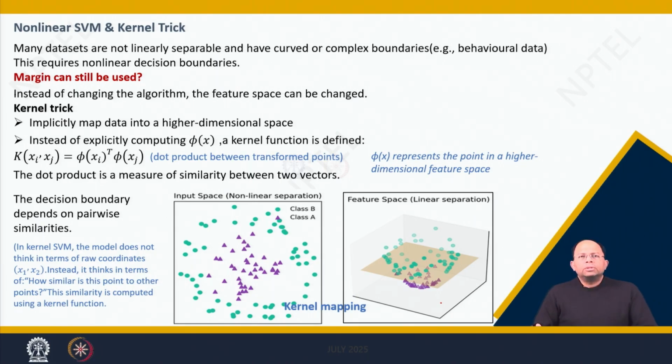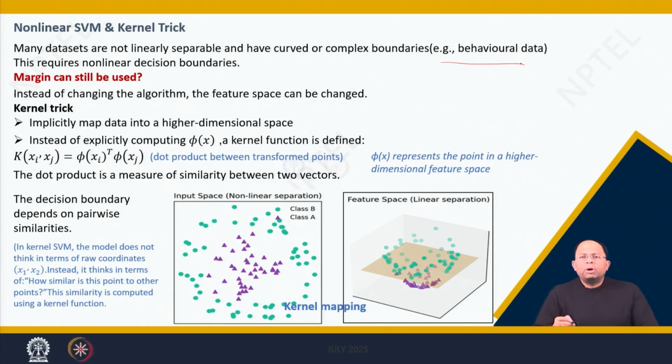Now coming to more complex data sets, where we cannot fit a linear line. Many data sets are not linearly separable, and that means we have to go for curved or complex boundaries. So we are going into the domain of nonlinear SVM, right? Usually data sets like behavioral data are nonlinear in nature. We can assume some amount of linearity, but in many cases those are nonlinear. So this requires nonlinear decision boundaries.